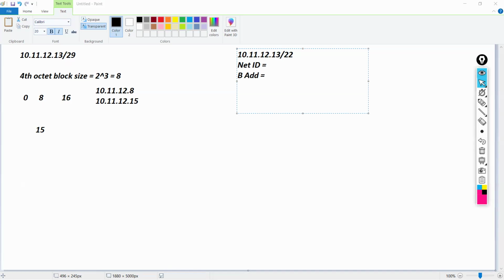255. In the broadcast address, the host part will always be maximum.